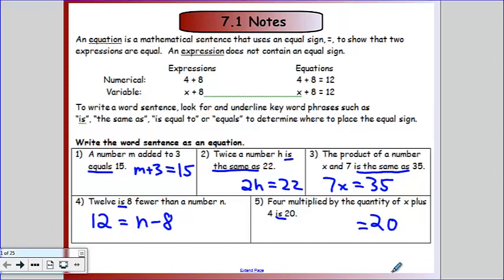It says 4 multiplied by the quantity of x plus 4. So we definitely see 4 times something in there. Quantity might be a word that you may not have heard before. Quantity generally represents needing parentheses to group something together, which is exactly what's going to happen here. So we're going to have 4, and it's going to be multiplied by the grouping of x plus 4.